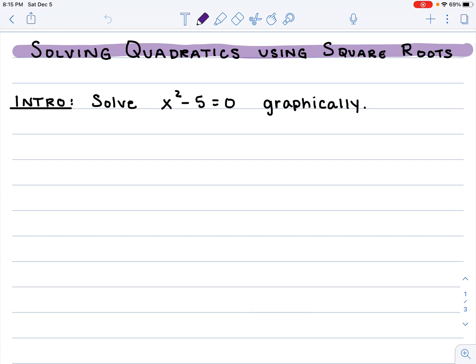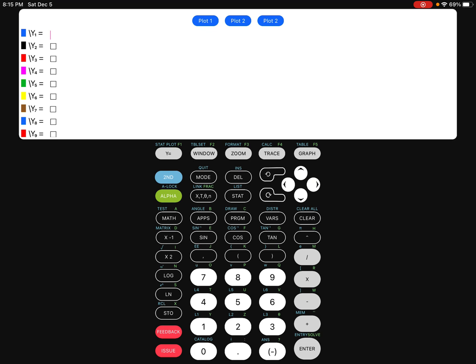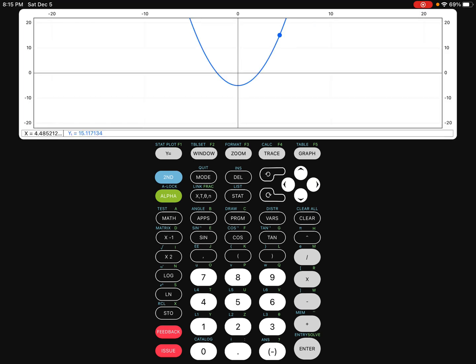So we have the equation x squared minus 5 equals 0. We're going to solve it graphically, so go ahead and grab out your graphing calculators and let's go to our y equals. All right, we're going to type in that equation x squared minus 5. And graph it. So it looks something like this. So we need to find both of those zeros or roots.